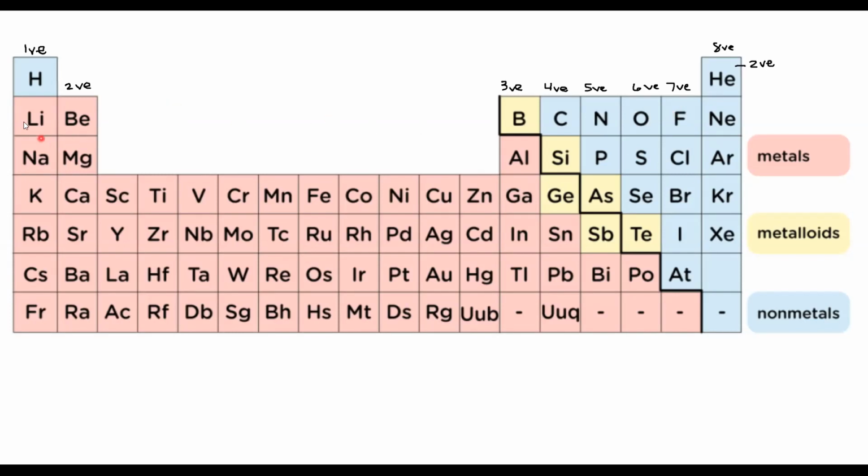The other periodic trend here is as you go left to right across the periodic table, electronegativity increases, which means that these elements become better and better thieves of electrons as you go left to right across the periodic table.